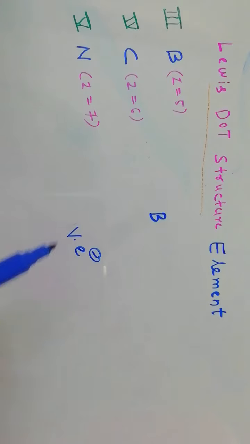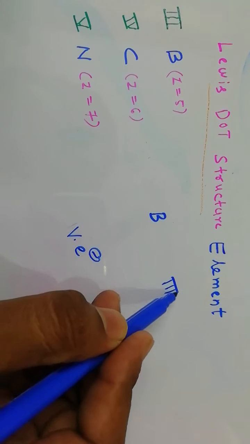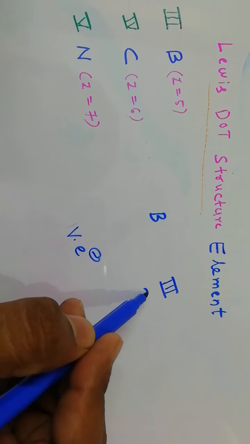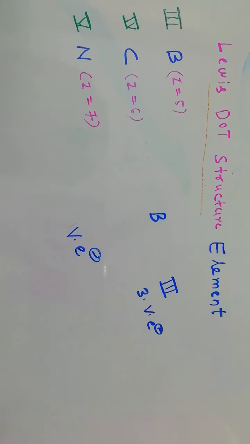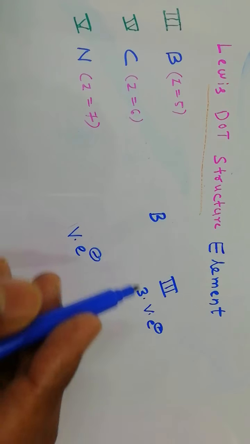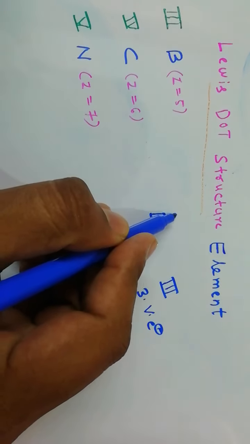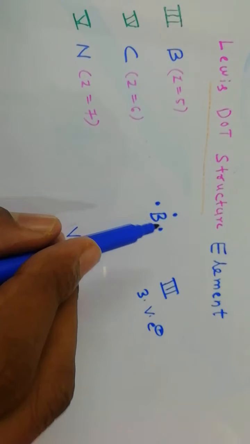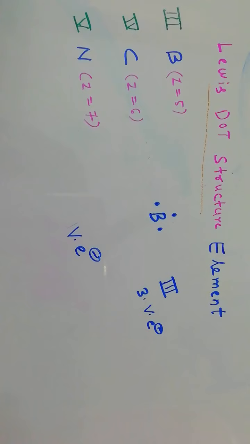For example, I am taking boron. Boron belongs to which group? It belongs to the third group, so boron will have 3 valency electrons. To write the Lewis dot structure of this boron atom, you write these 3 valency electrons around the boron. This is one electron, and the second one, third one. So this is the Lewis dot structure of the boron element. Similarly, you can write for the other elements.